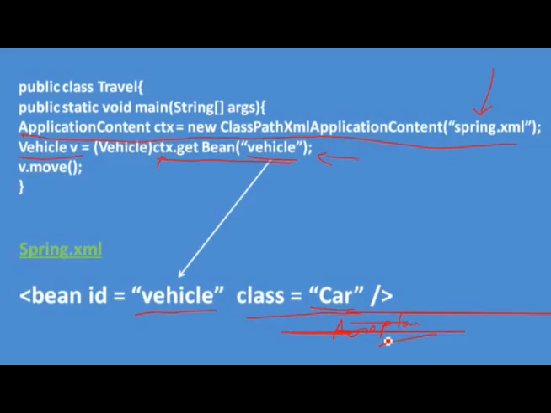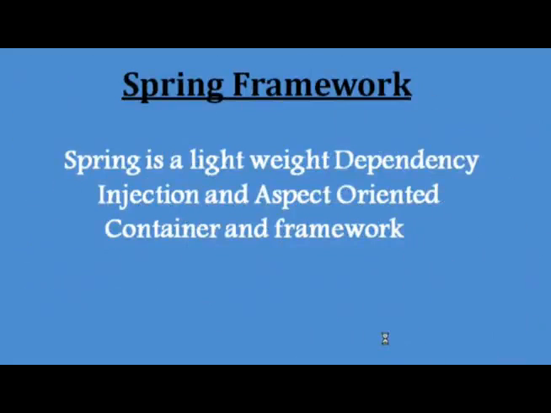So this is the biggest advantage in terms of loose coupling, where objects are totally free from each other and we don't have any dependencies. That means all you need to do is just change the configuration file and the wiring is just going to be maintained by the Spring framework. So let us see what the definition of Spring framework is right now.